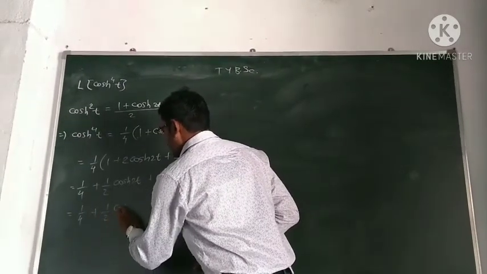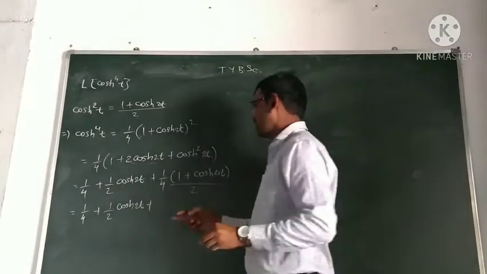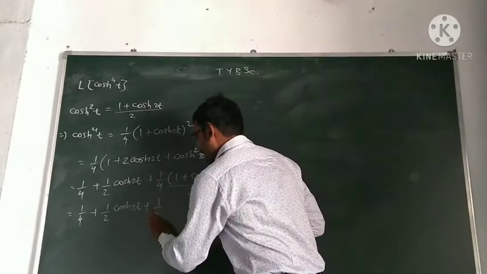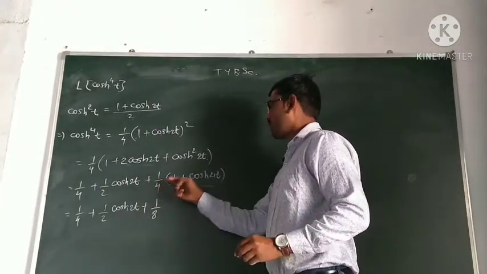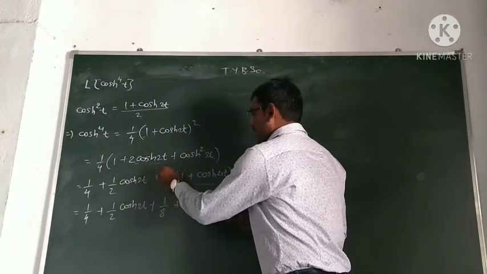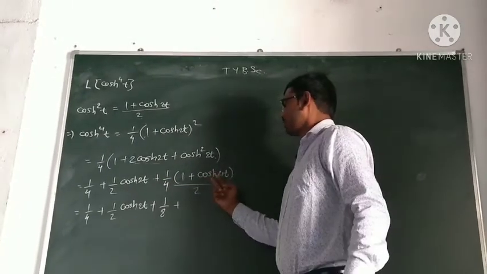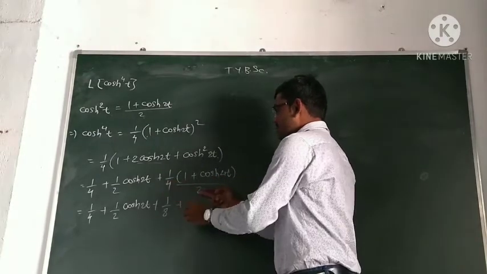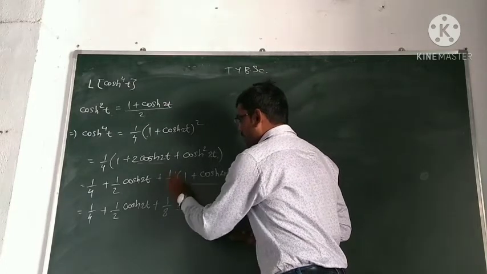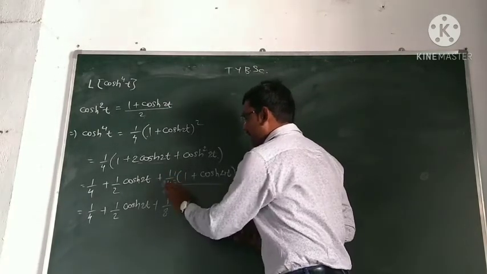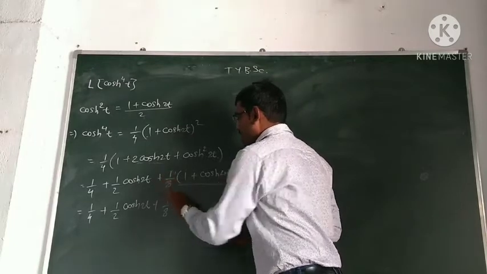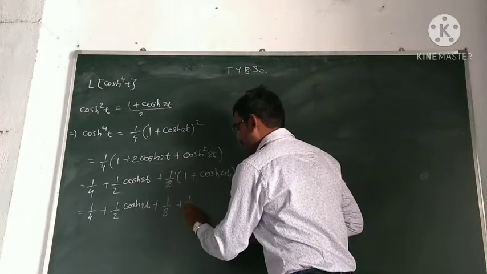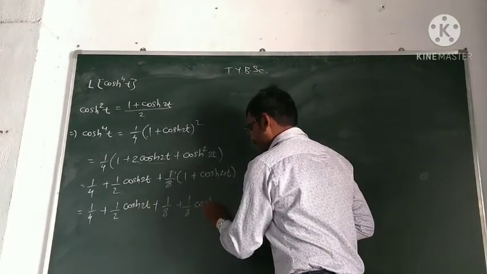So this is equal to 1 by 4 plus 1 by 2 into cos h 2t plus, now this is 1 by 4, this is 1 by 2, so 1 by 4 into 1 by 2 is 1 by 8. So 1 by 8 into 1 is 1 by 8, plus 1 by 8 into cos h 4t is 1 by 8 into cos h 4t.